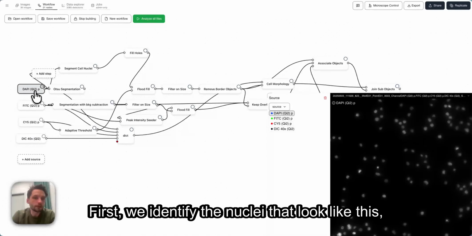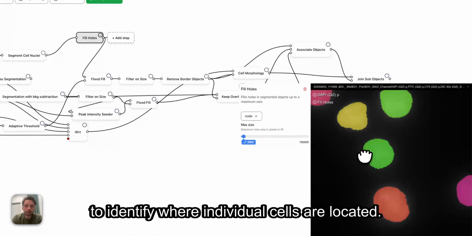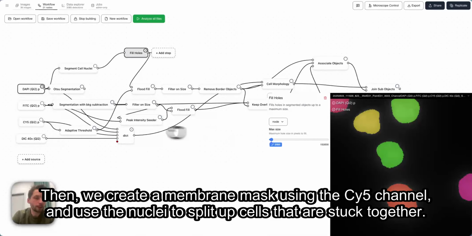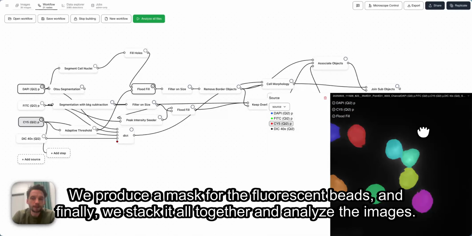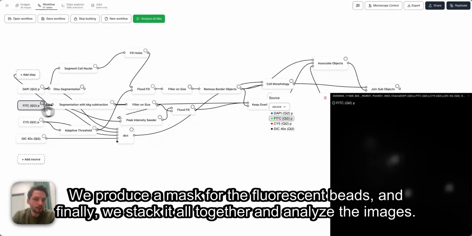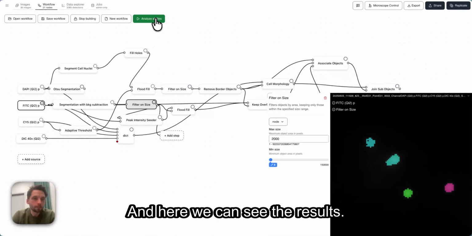First, we identified the nuclei that look like this to identify where individual cells are located. Then we created a membrane mask using the Cy5 channel and used the nuclei to split up cells that are stuck together. Like this. We produced a mask for the fluorescent beads. And finally, we stuck it all together and analyzed the images.